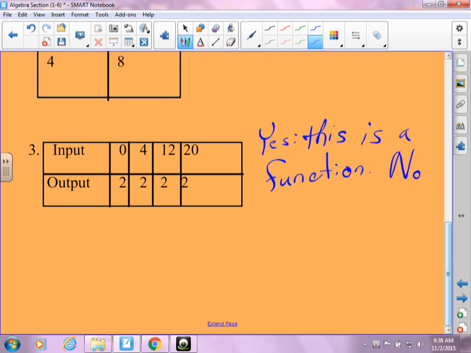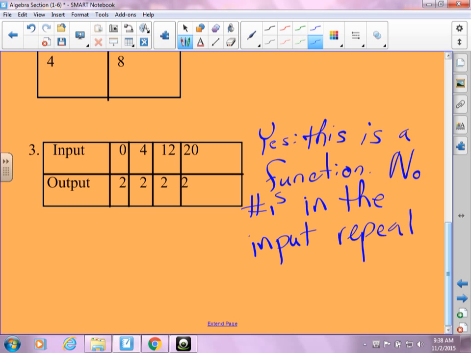No numbers in the input repeat. Do the numbers in the output repeat? Yes, they do, but I could care less. Doesn't matter. So the output can repeat forever.